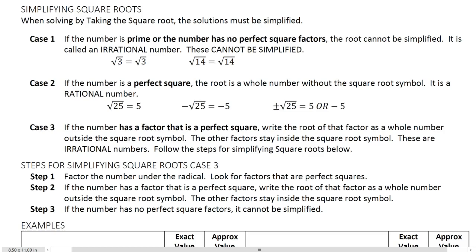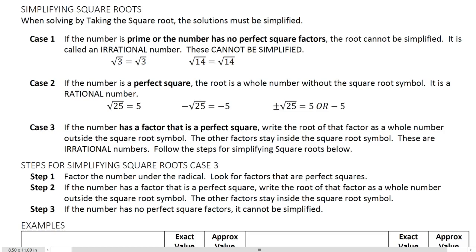There are three possible cases when simplifying radical expressions. In the first case, the expression cannot be simplified because the number under the symbol has no perfect square factors. In the second case, the expression simplifies to a whole number because the number under the symbol is a perfect square. In the third case, the expression can be simplified by factoring out perfect squares.